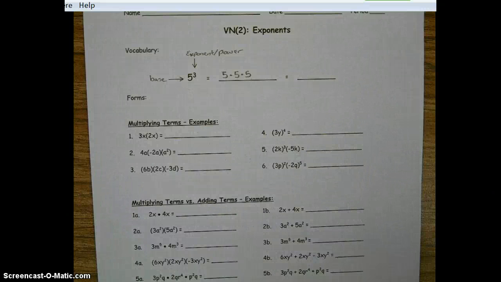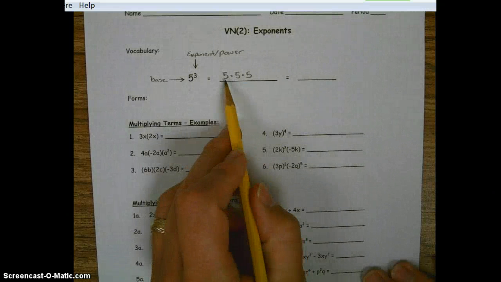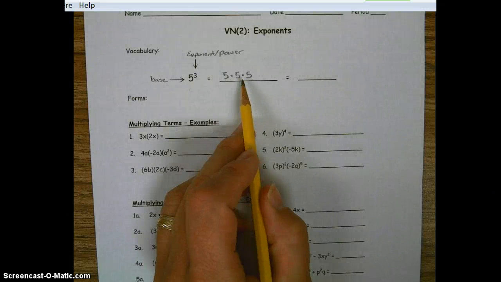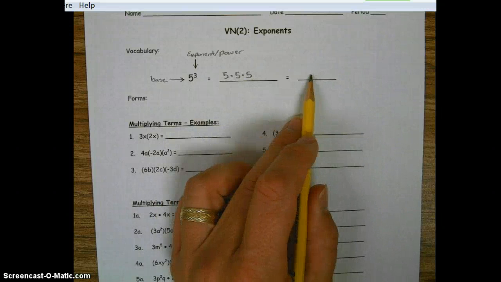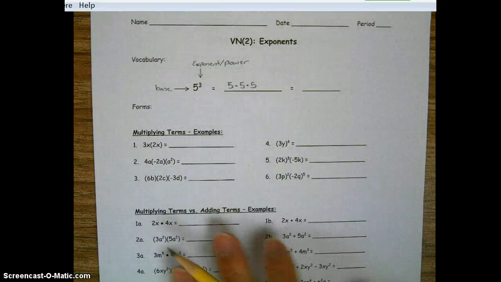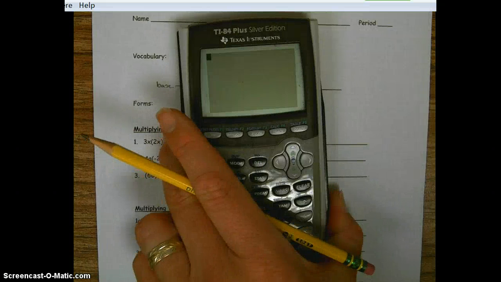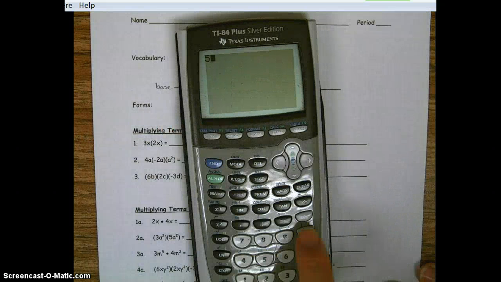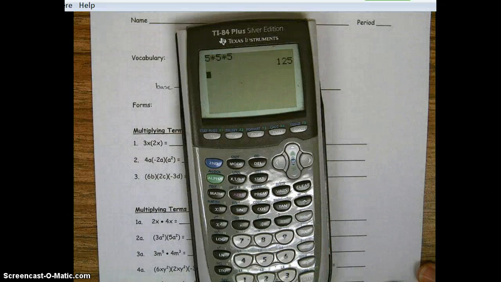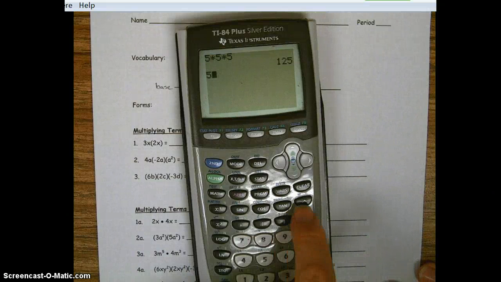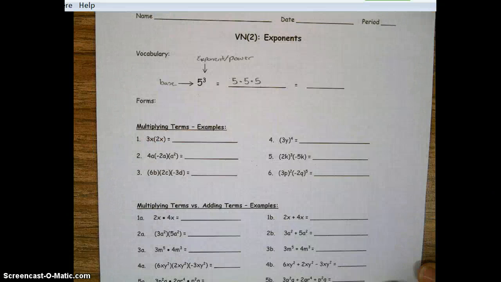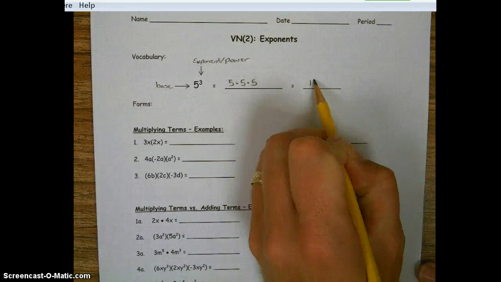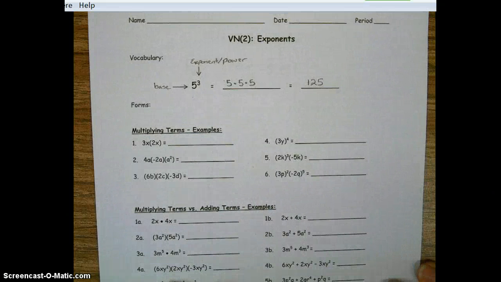Now, some of us might be able to do this in our head. We might be able to do 5 times 5 times 5 in our head and come up with 125. And if your math tables aren't so good, you can plug it in your calculator: 5 times 5 times 5, or 5 cubed. So this simplifies to 125.